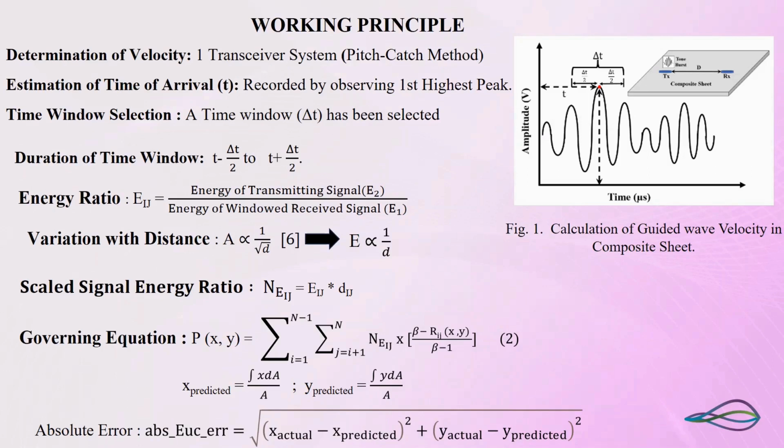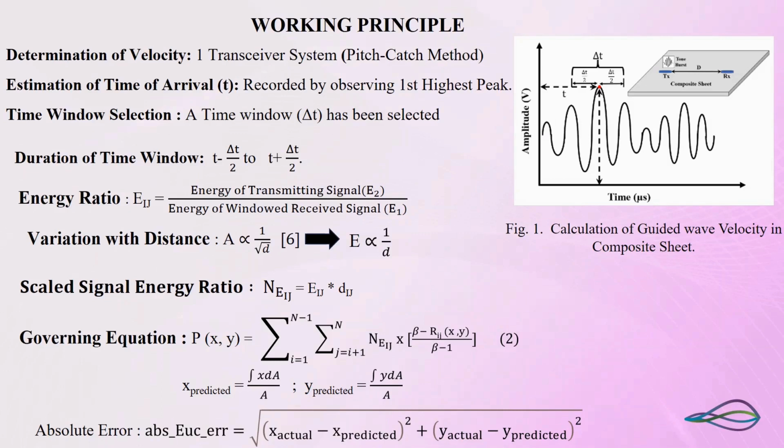Velocity calculation is quite straightforward. We have a certain fixed distance d, and we observe the first peak where we get the signal at the receiver end. If we divide d by the time, we obtain the velocity. Now we select a time window around that first peak of arrival. This time window is selected from t minus delta t by 2 to t plus delta t by 2, so the duration of the time window is delta t.